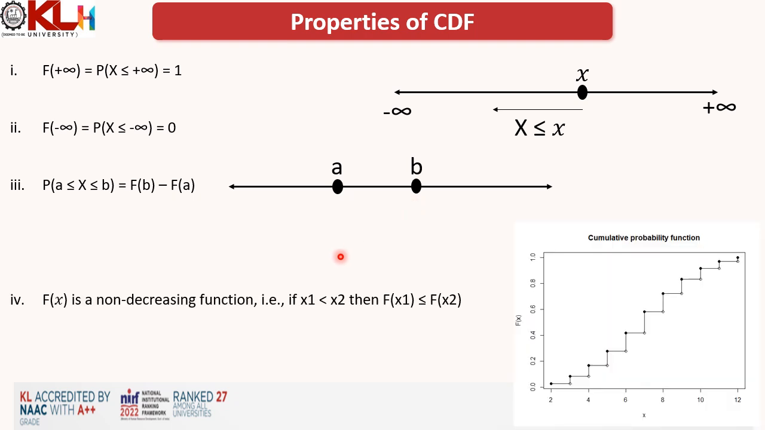Another important property of the CDF is it's a non-decreasing function. So what does this mean? If x increases, if you move to the right, then the probability that the random variable capital X is less than or equal to x is going to increase, because you have a larger area to the left of small x. So as x increases, the probability is going to increase. For a discrete random variable, the CDF might look like a staircase.